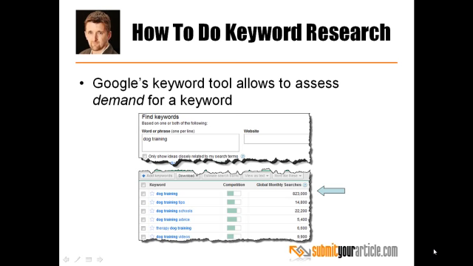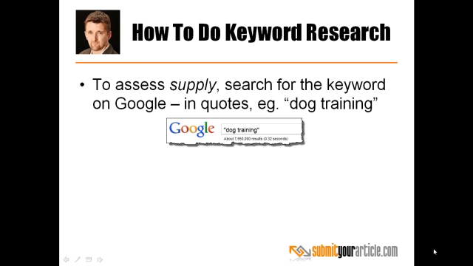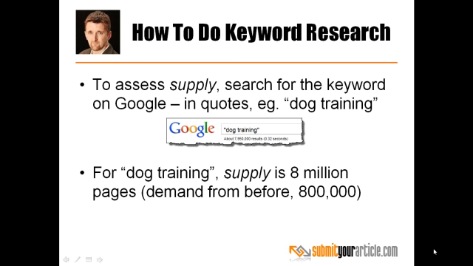Now let's look at how to assess supply. To discover how many websites are supplying the demand for a particular keyword, you need to search for the same keyword on Google, wrapping it in quotation marks as seen in the example here. You'll see in the example that it brought back nearly 8 million competing pages. So we have the demand at 800,000 and the supply at 8 million.